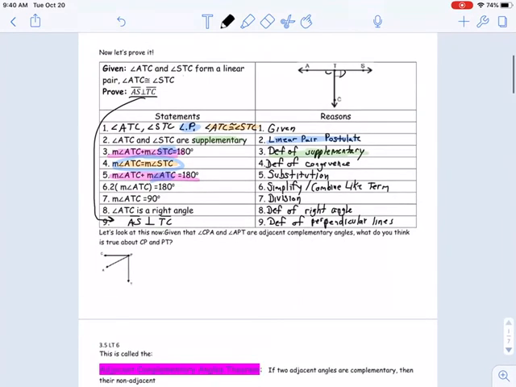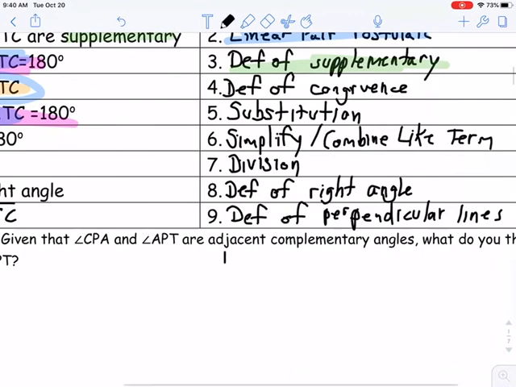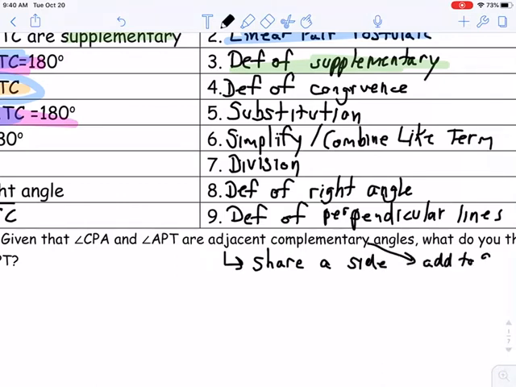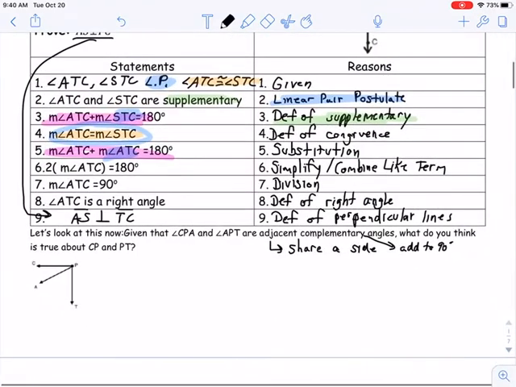Doozy of a proof. Let's look at this now. Given that CPA and APT are adjacent and complementary angles. So adjacent, remember that means share a side. Complementary means add to 90 degrees. All right, so adjacent and complementary. What do you think is true about CP and PT?